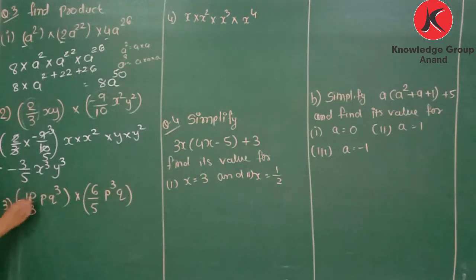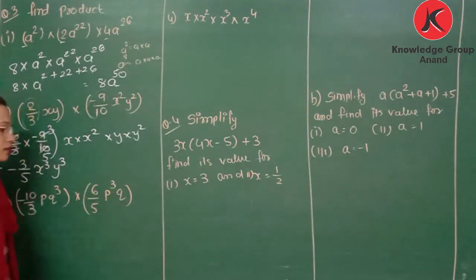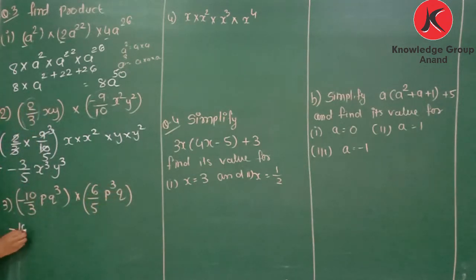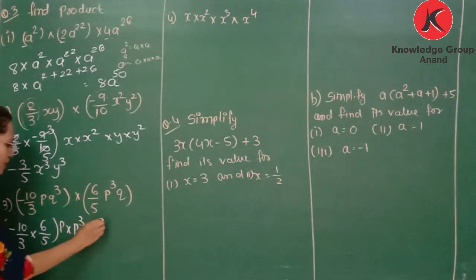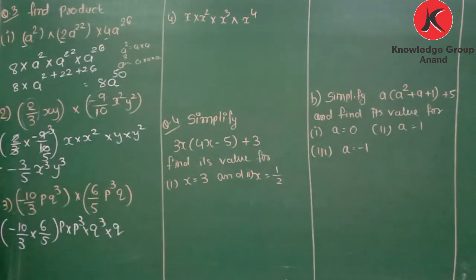Now next one, minus 10 by 3 p q raised to 3 multiply 6 by 5 p cube q. So again combine the numerical coefficients. P is multiplied with p cube and q cube is multiplied with q. So here, is there any common factor that can be cancelled out? Yes. 3 2s are 6, 5 2s are 10. 2 2s are 4, but it is minus 4. P into p cube becomes p raised to 4, and q raised to 3 and q become q raised to 4. So this is our answer.